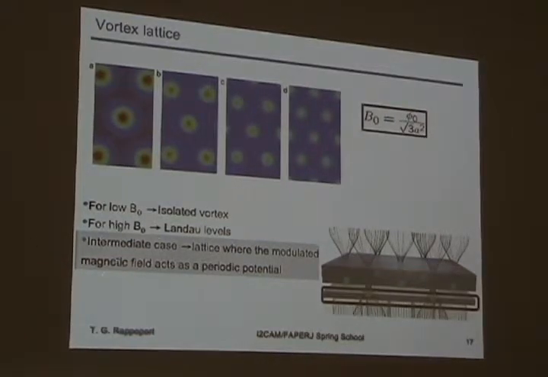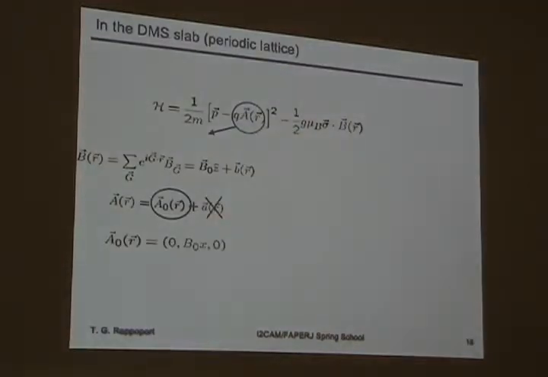But in the intermediate case, we have a funny thing because this field is working as an effective periodic potential, an artificial potential, let's say. So let's try to look at this problem and look at the Hamiltonian. So now, this is the Hamiltonian, and now be careful because we have to take care of this term.